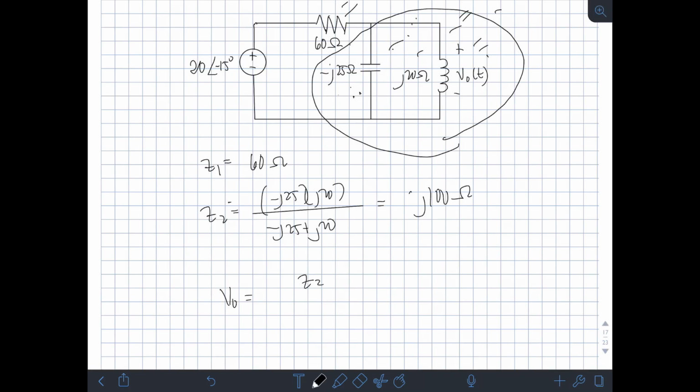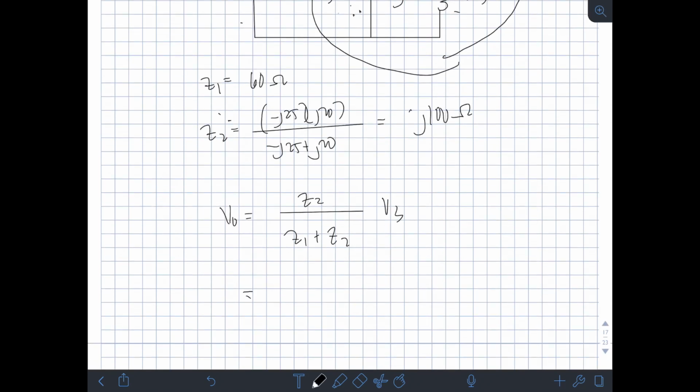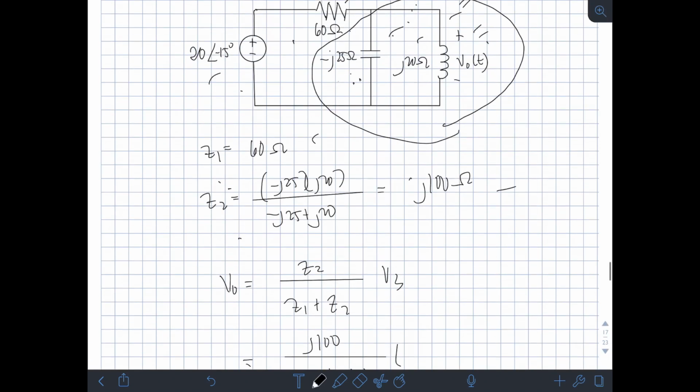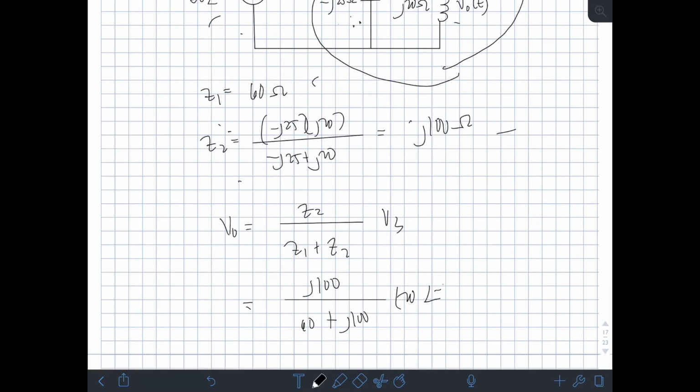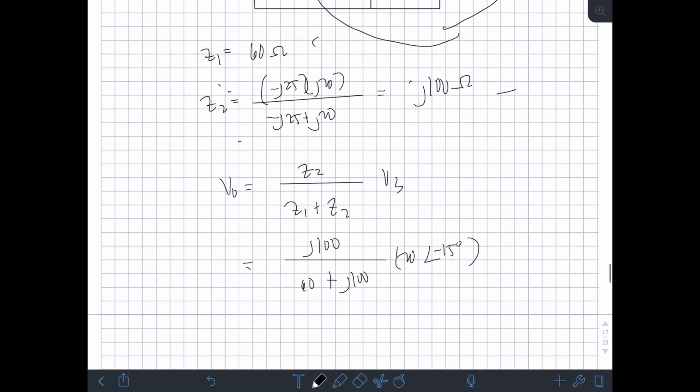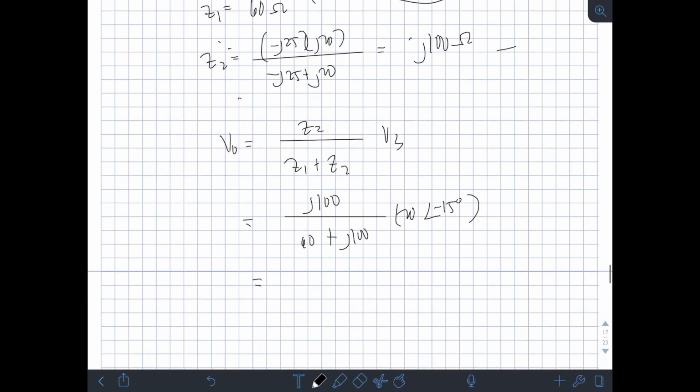Okay? So therefore using voltage divider, yung V sub O na equal siya sa itong parallel combination na equal sa Z2 over yung sum nung Z1 tsaka Z2. So Z1 plus Z2 then times yung voltage source na Vs. So, plug in natin yung value. So, Z2 is J100 over Z1 is 60 plus Z2 is J100 times Vs na 20 angle negative 15 degree. So, using calculator, anong masasolve natin? Represent natin in terms of polar form.